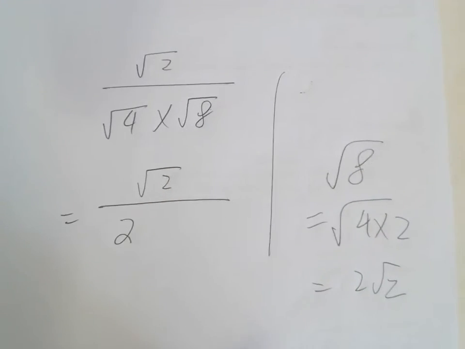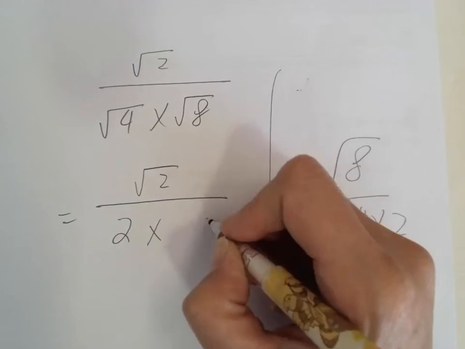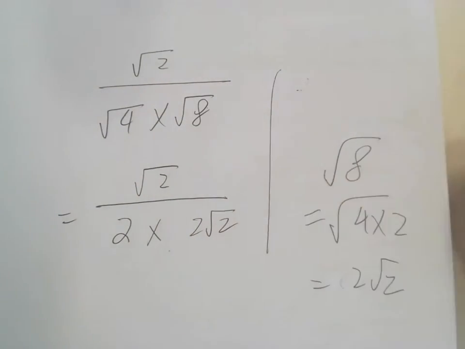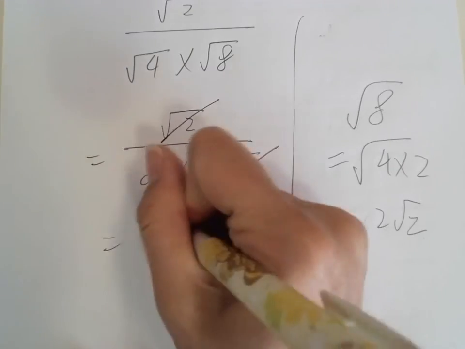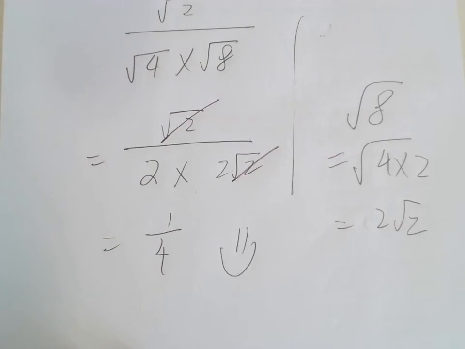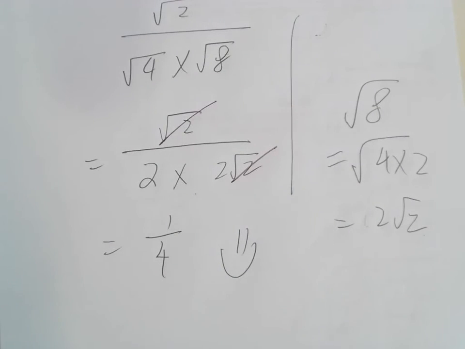Sorry, square root 2 times 2. So what I do is I will multiply this by 2 root 2. I just copy that here. And now again I cancel things out. And what I'm left over with is 1 over 4. So it might get complicated, but after you cancel out and simplify them, things will be fine. And this is how we do multiplying and dividing surds.